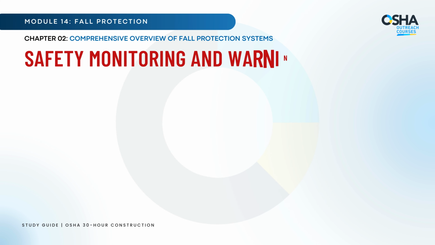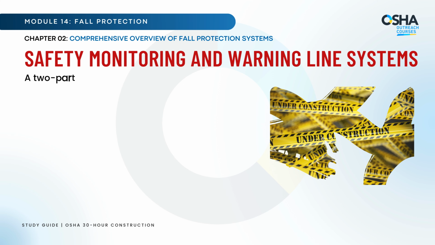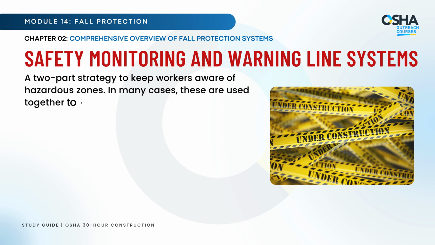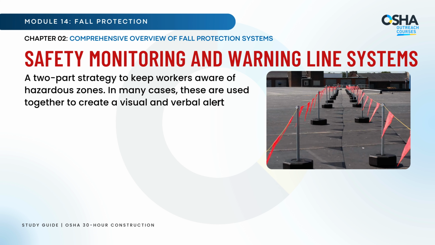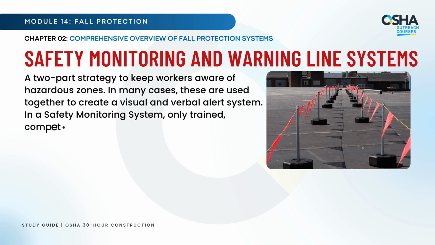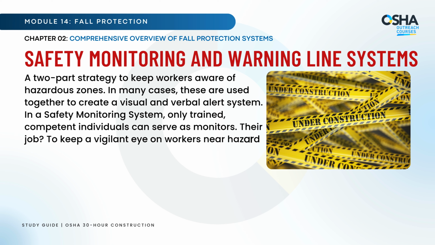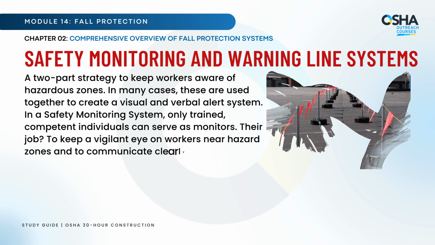Now let's talk about safety monitoring and warning line systems. A two-part strategy to keep workers aware of hazardous zones. In many cases, these are used together to create a visual and verbal alert system. In a safety monitoring system, only trained, competent individuals can serve as monitors. Their job: to keep a vigilant eye on workers near hazard zones and to communicate clearly about risks.